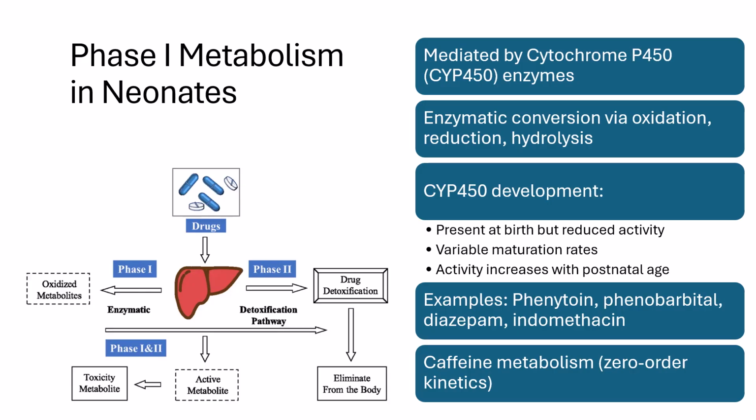Phase 1 metabolism is mediated by cytochrome P450 enzymes. These enzymes convert drugs through oxidation, reduction, and hydrolysis. In neonates, CYP450 enzymes are present at birth, but have reduced activity. The maturation of these enzymes is variable. Some develop quickly, others take months. Activity generally increases with postnatal age. Examples of drugs metabolized through Phase 1 include phenytoin, phenobarbital, diazepam, and indomethacin.